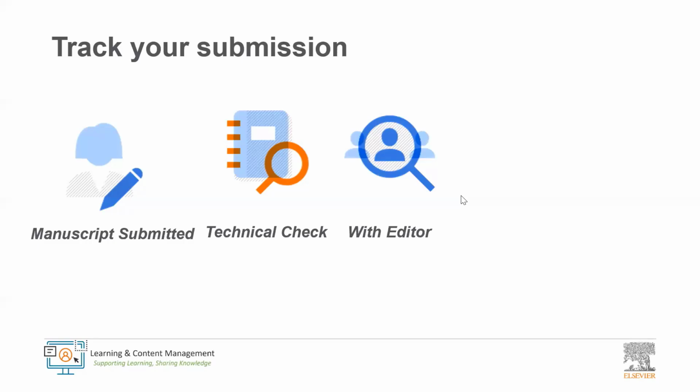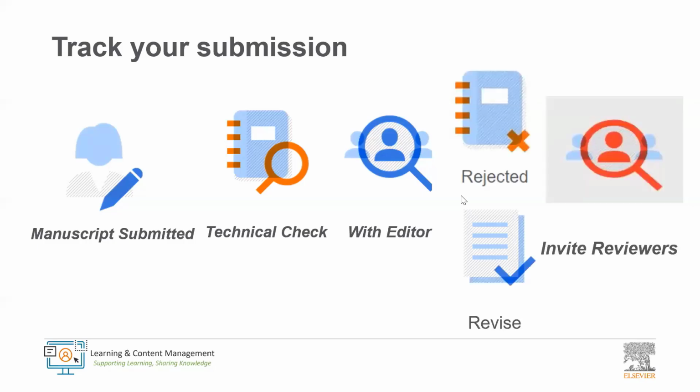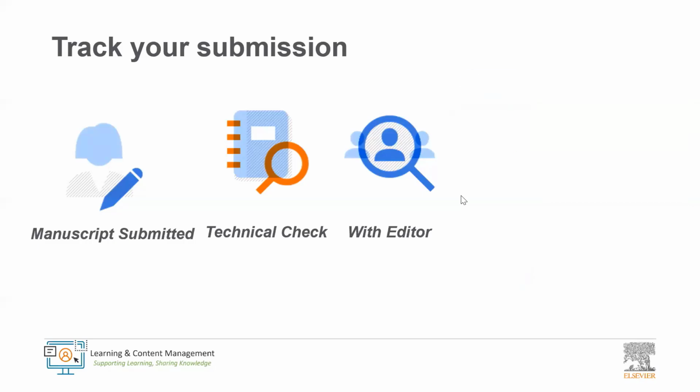The next step is assigning it either to the editor-in-chief or to an associate editor for further handling. Journals usually have multiple associate editors who are experts in a particular niche within the broader subject area. Your manuscript will be handled by the editor who has the highest level of understanding and experience with your paper's research topic. The status will remain as with the editor until the editor makes a decision or invites reviewers.